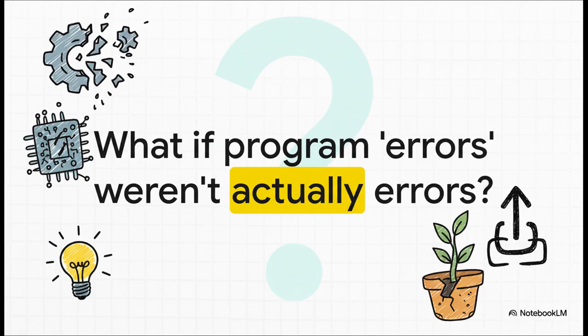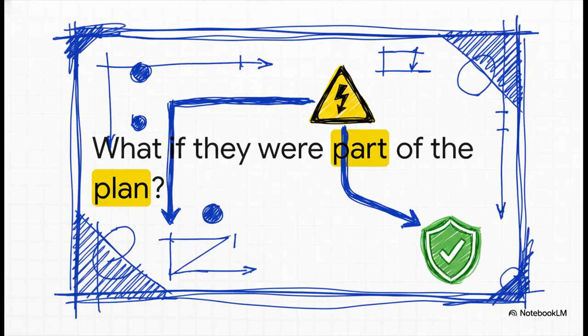But hang on, let's start with a kind of mind-bending question. What if we've been looking at these things completely wrong? What if those so-called errors aren't actually errors at all? What if they were actually part of the plan? It sounds crazy, right? But that's exactly the idea at the heart of modern, super resilient software. All right, let's get into it.